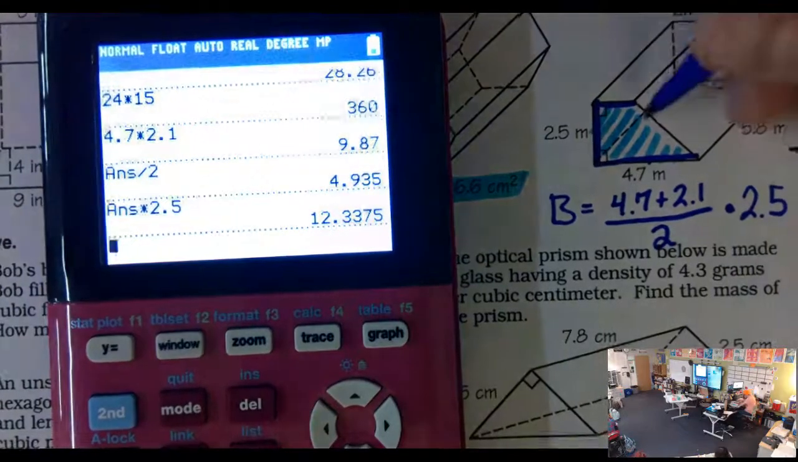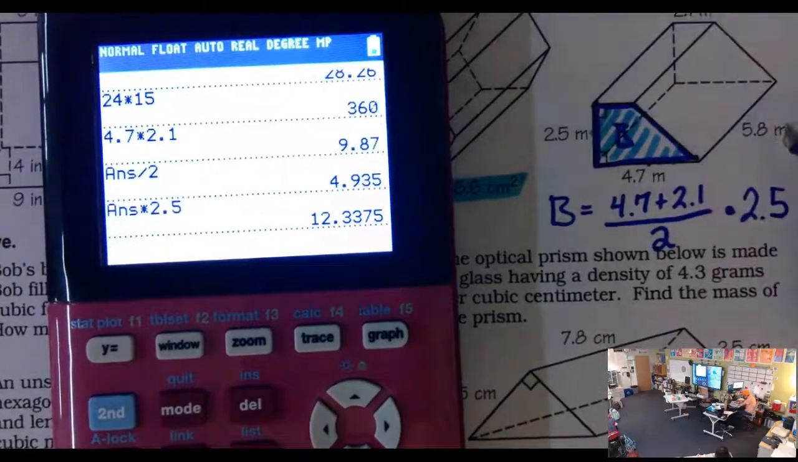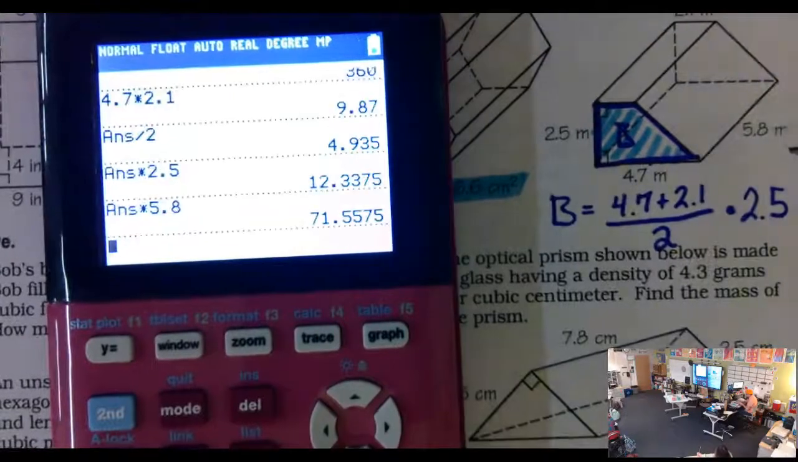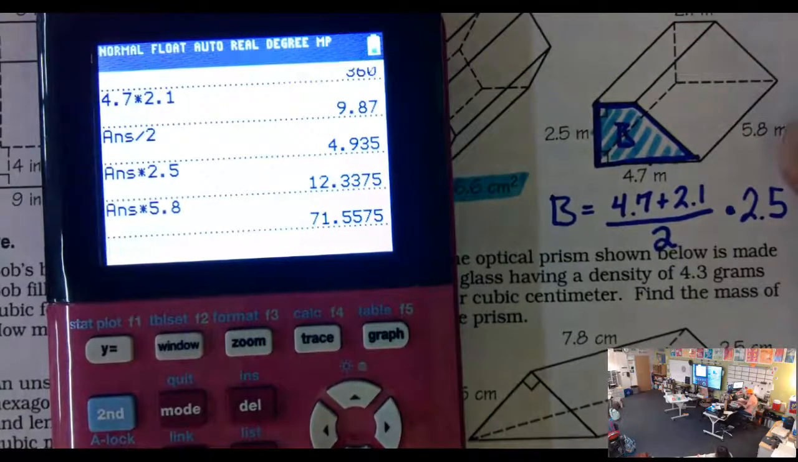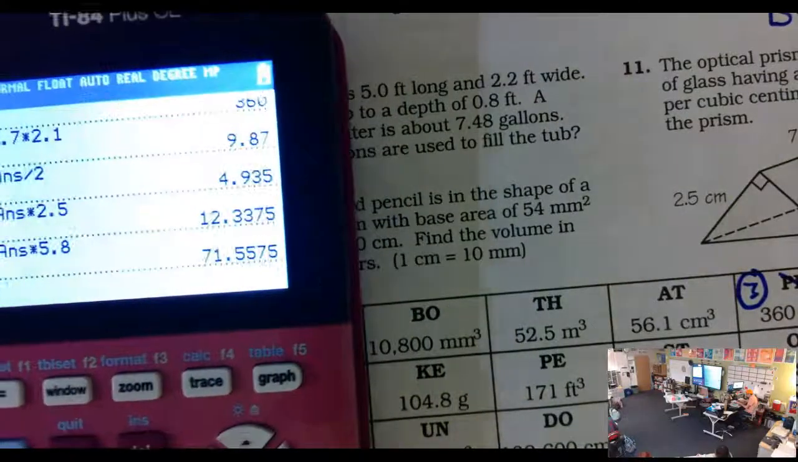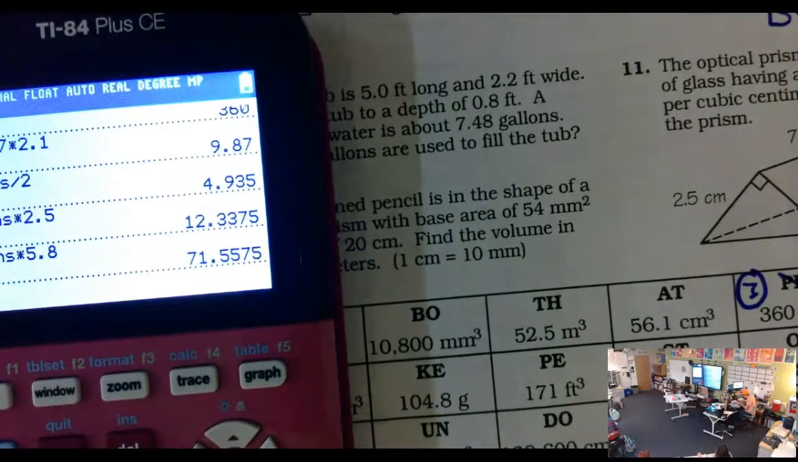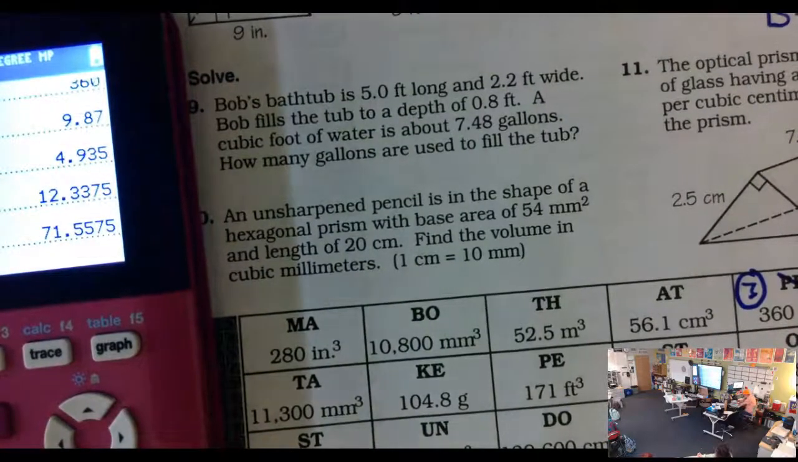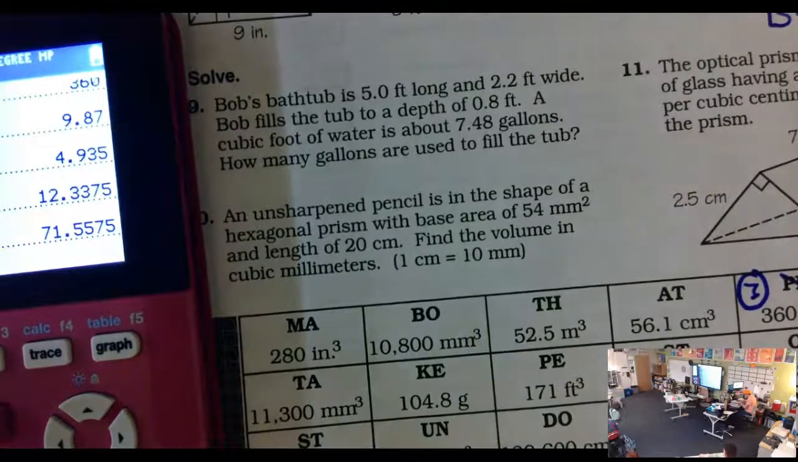What would I multiply this Big B by? How far is it to the other base? 5.8. So that times 5.8, we get 71.5, 71.6, something really close to that. I'm wondering if we needed to round more. I'm wondering if this one's supposed to be that 72.4. Because if we had rounded... I'll make sure I did all my calculations correct.